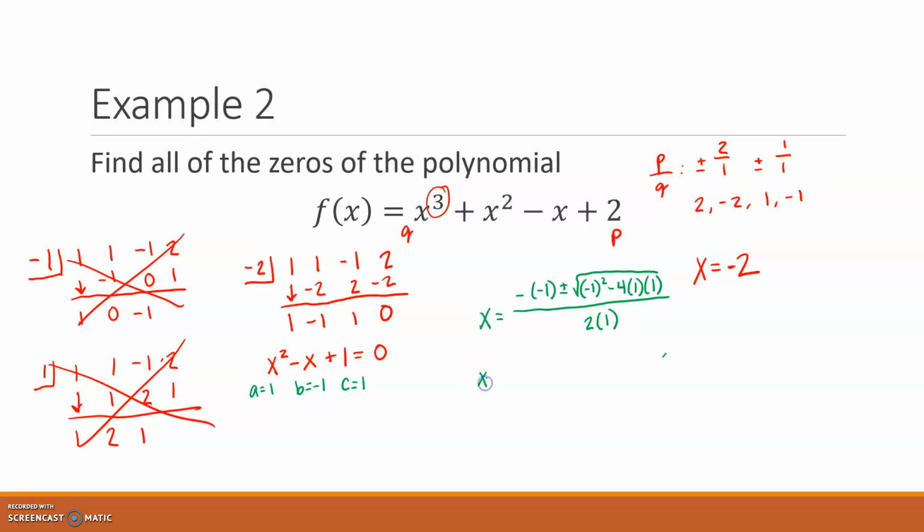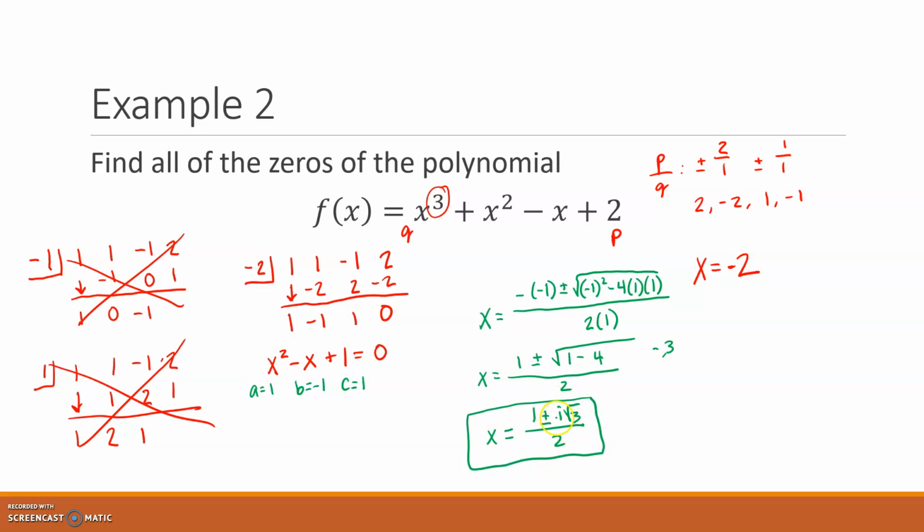So this is going to give me 1 plus or minus the square root of 1 minus 4 all over 2. Well, 1 minus 4 would give me -3. The only thing I can do to simplify that is to move an i outside so that it's not a negative under the radical. And so I get 1 plus or minus i radical 3 over 2. And this would be my other 2 answers.